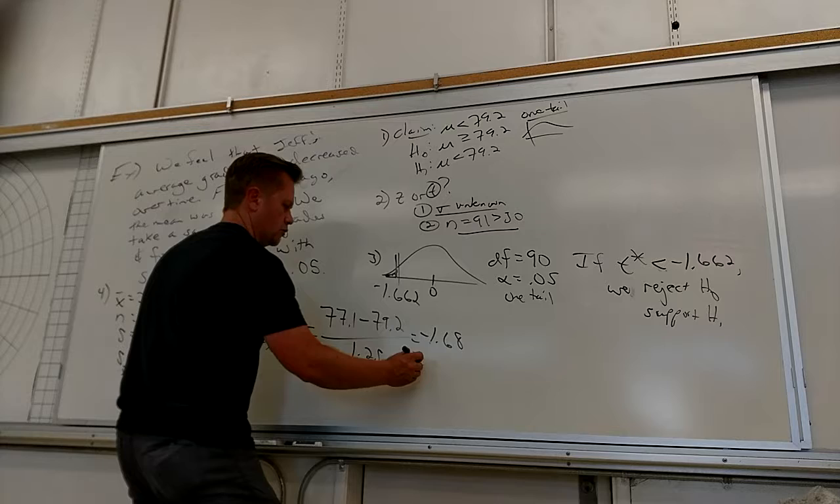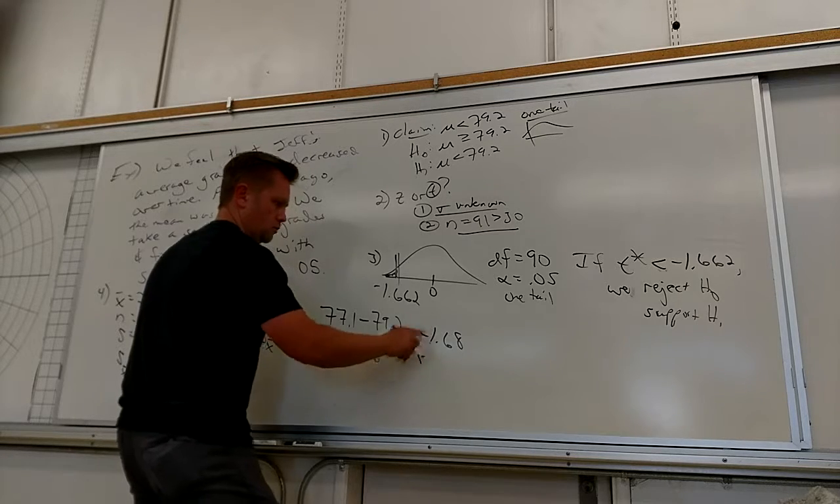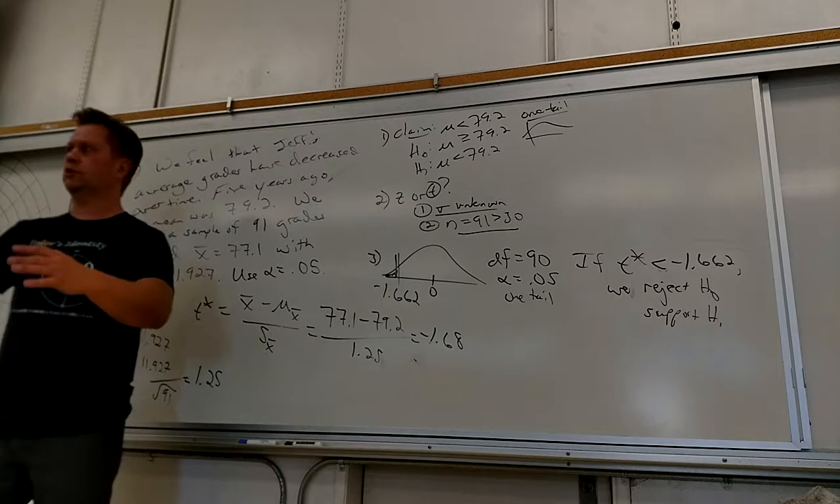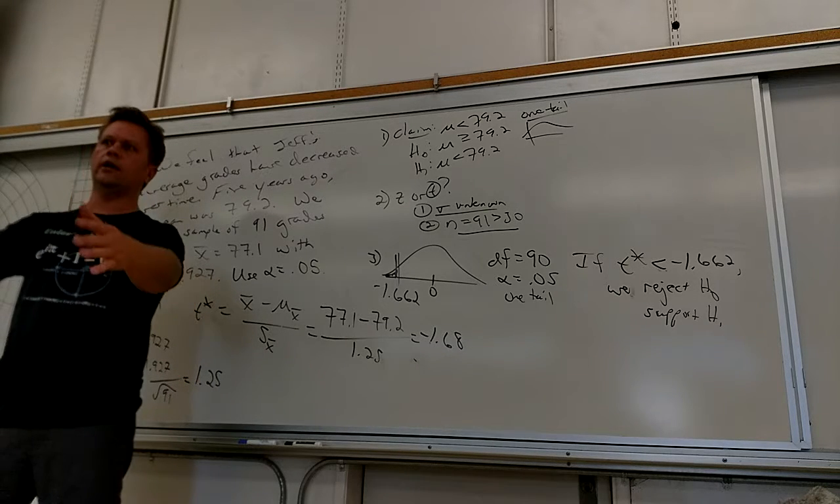Fail to reject the vote. Don't go all there. Wait, what happened? Did we fail or succeed? Succeeded. Because we got into the rejection region. That's where we're trying to get to show evidence.